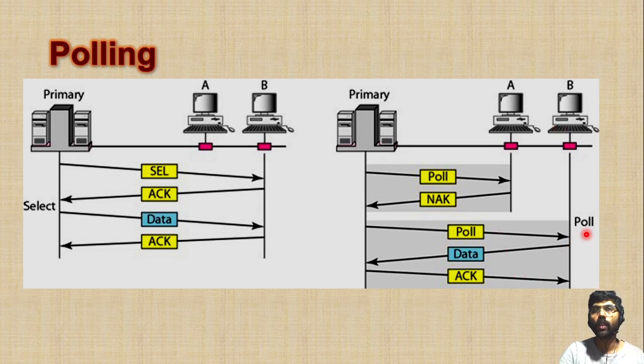Polling is actually used to check which station is ready for data transmission. Okay, that is the technique called selecting and polling. Selecting is actually used for sending the data to the destination computer, and polling is actually used for receiving the data from the secondary station to the primary. Both the functions are actually related with each other.